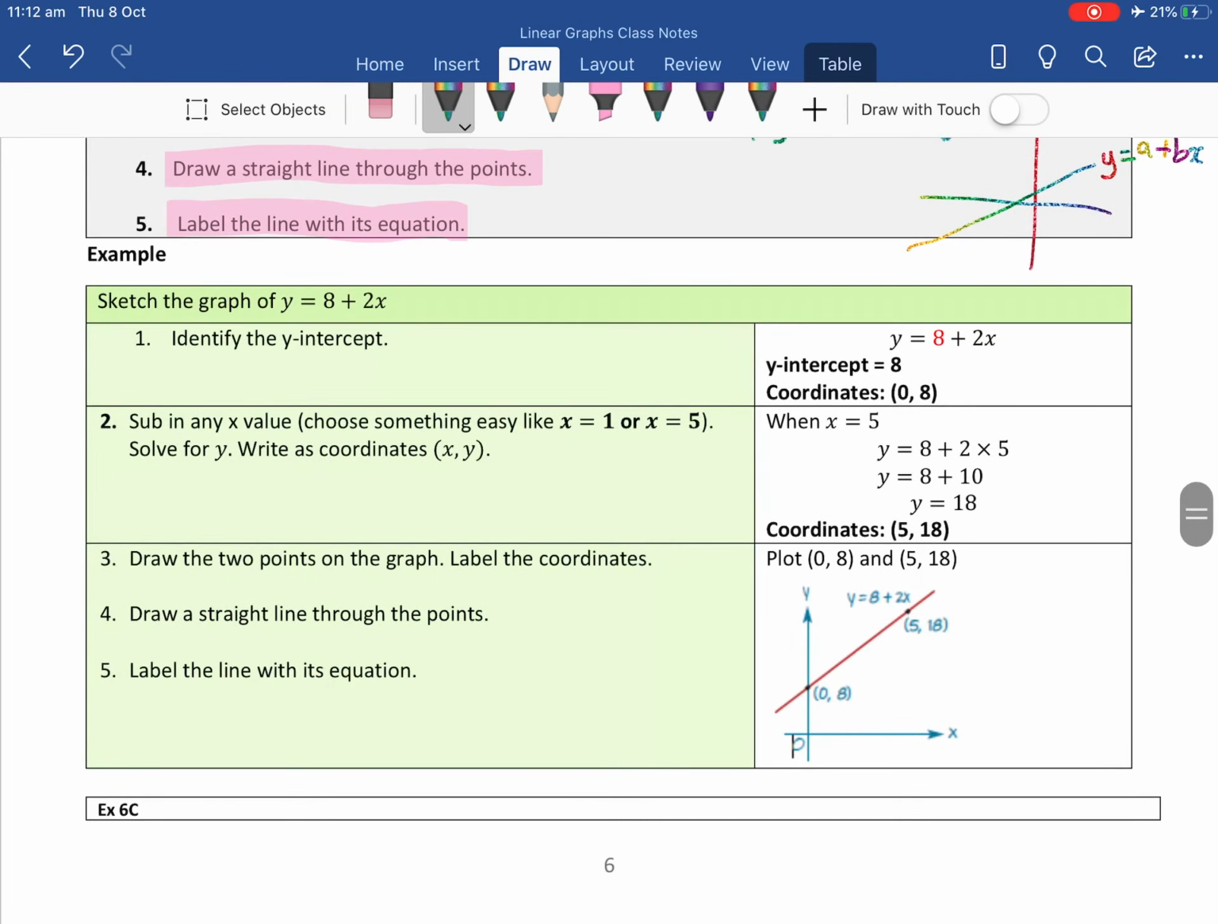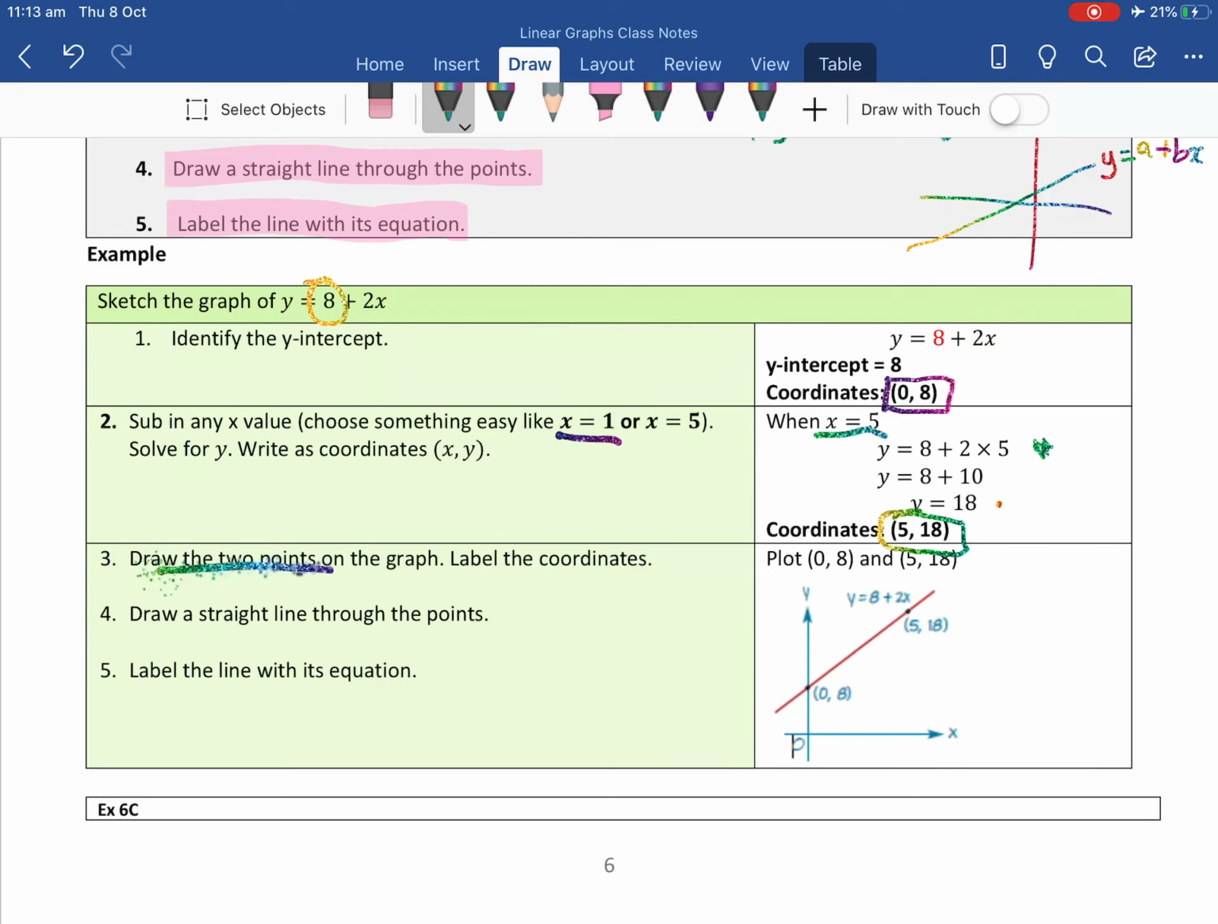Alright, so an example, sketch the graph. This is our equation, y equals 8 plus 2x. We know that the y-intercept is the number not next to the x, or the one by itself, so it's 8. So the y-intercept is 8, which means the coordinate is 0, 8. Then we sub in any value for x, so again, something easy. For this example, they chose x equals 5. So subbing it in, it looks like this, and then you work it out, and y equals 18. So that means another coordinate on your line is 5, 18.